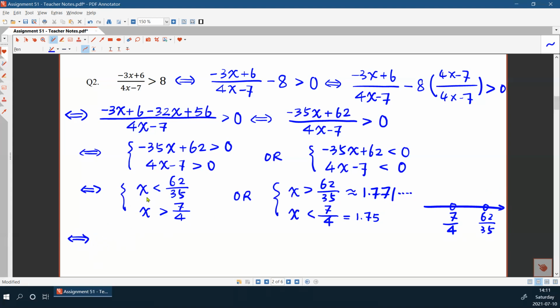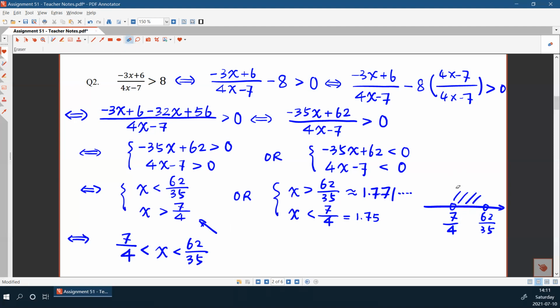find the final solutions. First of all, the first branch says x should be smaller than 62 over 35 and greater than 7 over 4. So x should be within this interval, right? Okay, so that means x is within this interval.